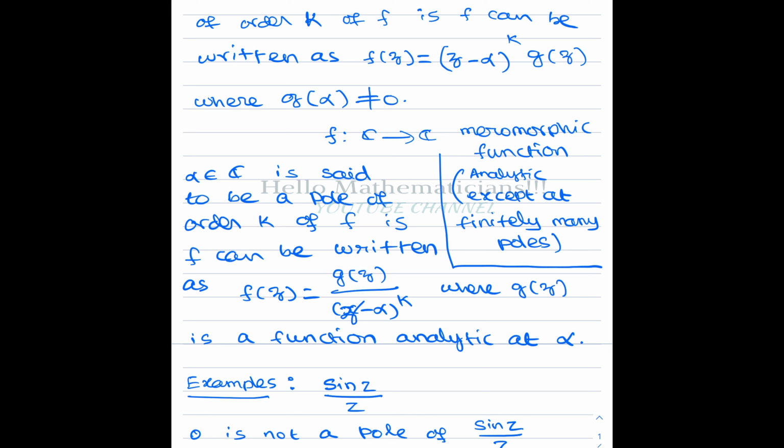So if it is a pole of order k, then f(z) can be written as g(z) by (z − α)^k, where this function g(z) has to be analytic at the point α. This is a very important condition. Here g(α) is not equal to 0. In case of a zero, the extra function we get satisfies the condition g(α) not equal to 0. In case of a pole, the numerator function we get should be analytic at the point α. These are two important things. We will see in our arguments that these two conditions play a crucial role.